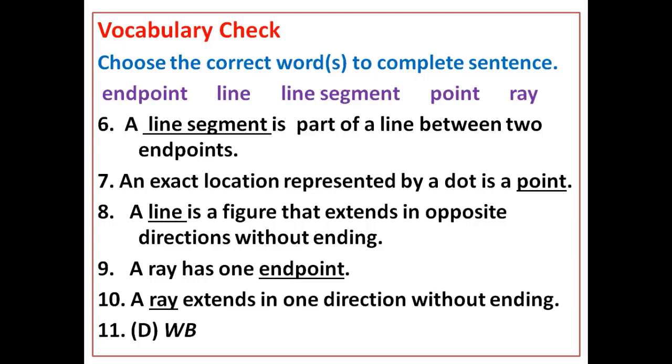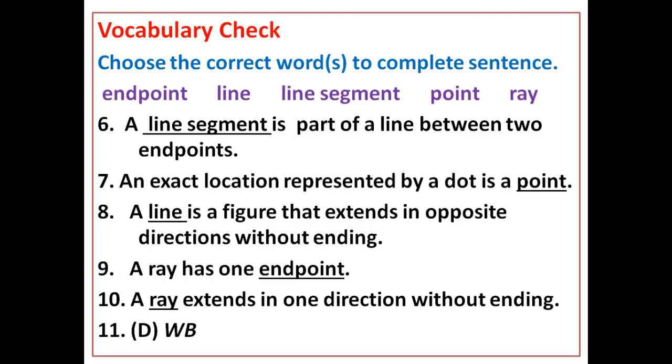Vocabulary check. For the remaining questions, choose the correct words to complete each sentence. Some words are given. With the help of these words, we will fill the blanks from question number 6 to 10. First word is endpoint, then line, after that line segment, next is point, and the last word is ray.